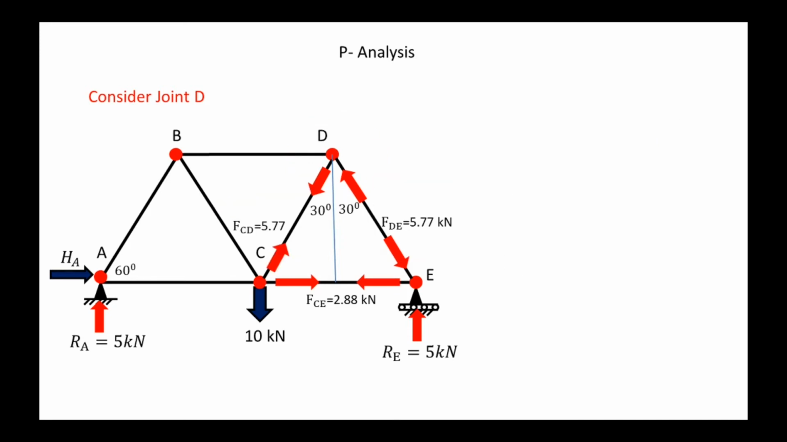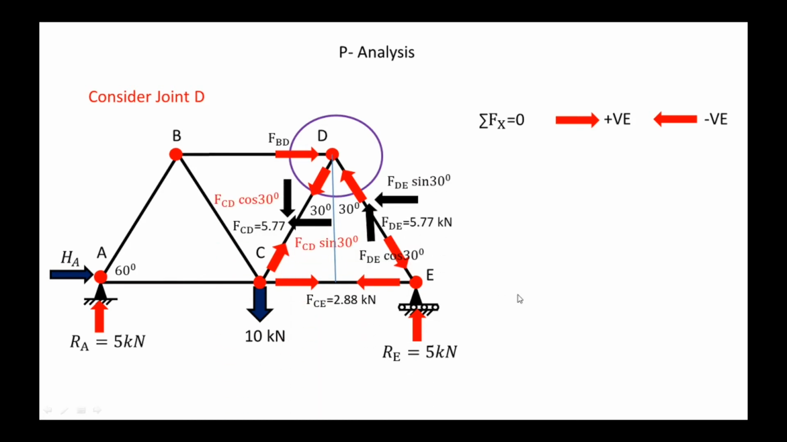Now again our aim is to resolve this joint D horizontally. So here again we are considering the same joint D and resolving it horizontally, sigma Fx equal to 0. Again here we are considering FBD is toward the joint. Now again resolve both the forces FCD and FDE as previously. Now the horizontal component of this FCD is FCD sin 30 and the horizontal component of FDE is FDE sin 30.